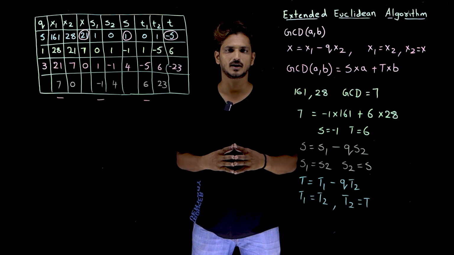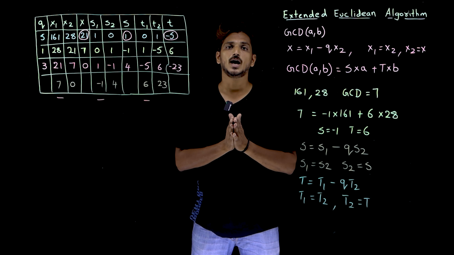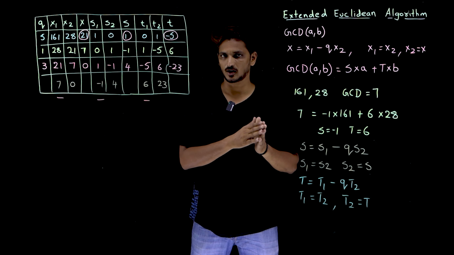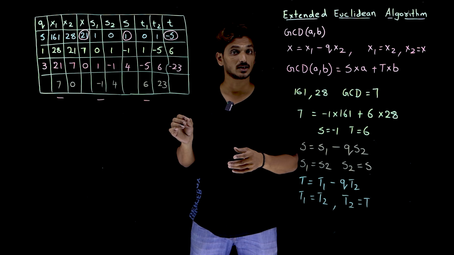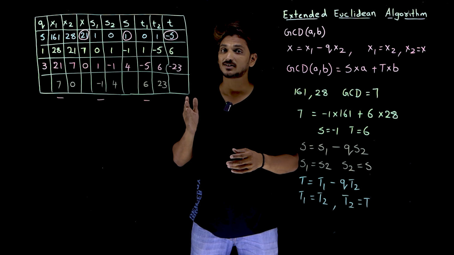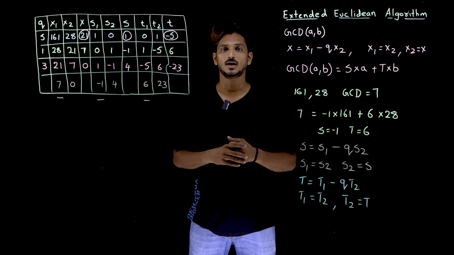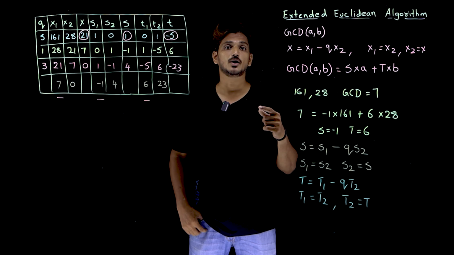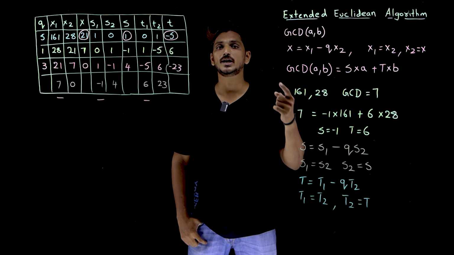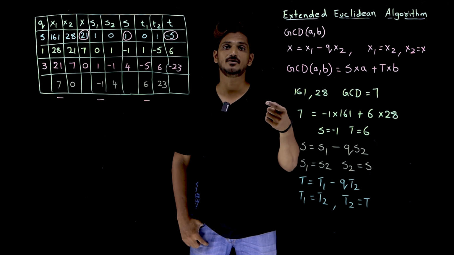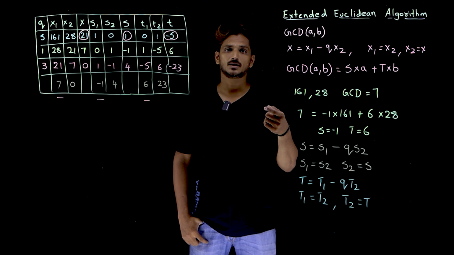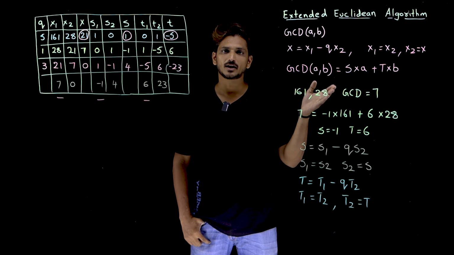I am Raghu here. In this class, we will discuss the extended Euclidean algorithm. In our last class, we discussed the basics of discrete mathematics. There we discussed that we use the Euclidean algorithm to find the GCD value. This is an extension of the Euclidean algorithm.